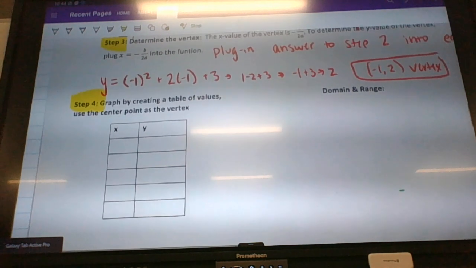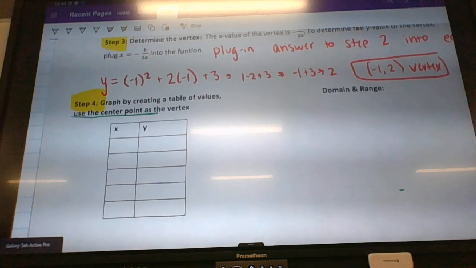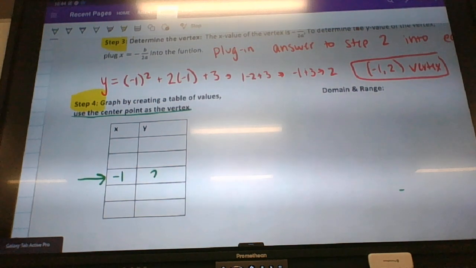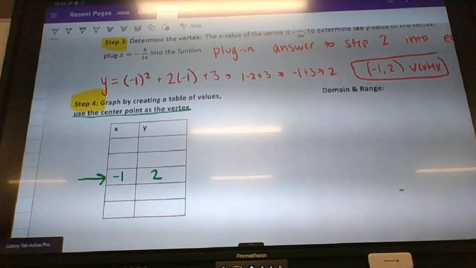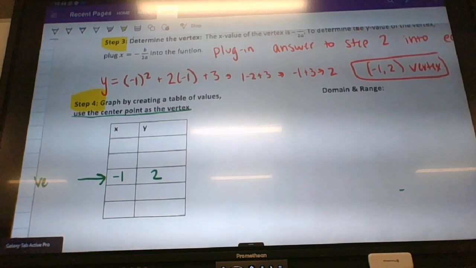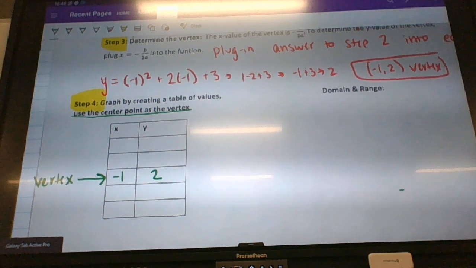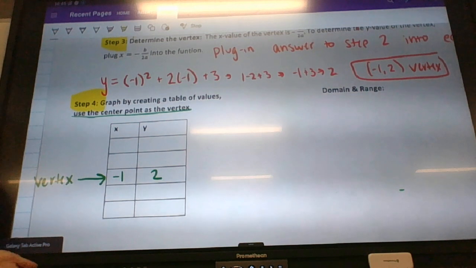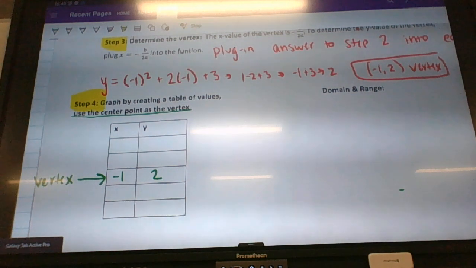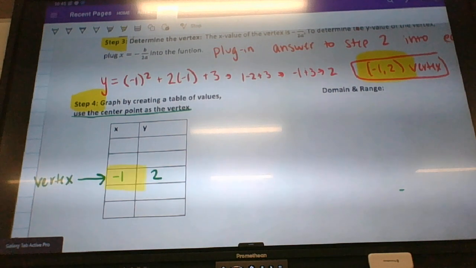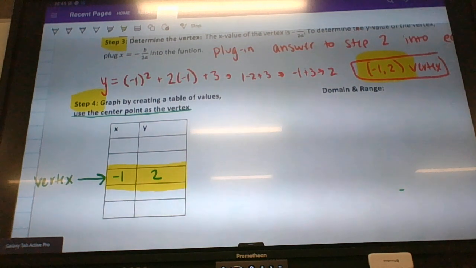Okay. The table says to use the center point as the vertex. So right here, I'm going to put the point I just found right in the middle of the table. Which makes sense because the vertex is the center of the parabola. It's also the center of the table. Makes sense. So this guy came right here in our table.